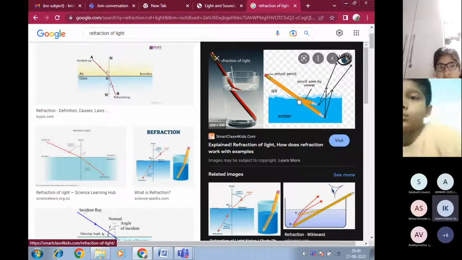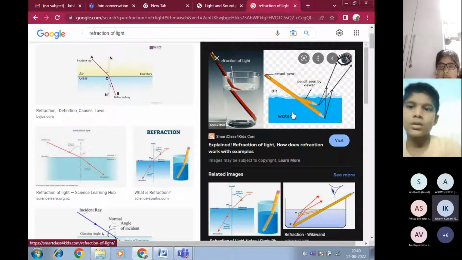Next, some little part of the pencil is present inside the water. So water is one more portion, or we call it a medium. So here air is one medium, water is one medium. Were you able to understand this, air and water? Yes, ma'am, air means the atmosphere.